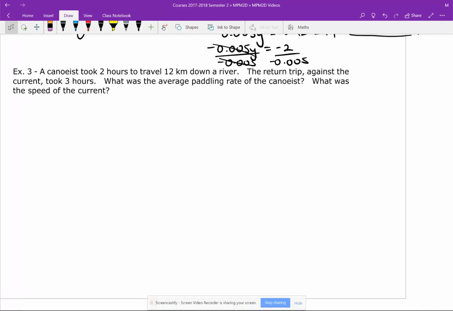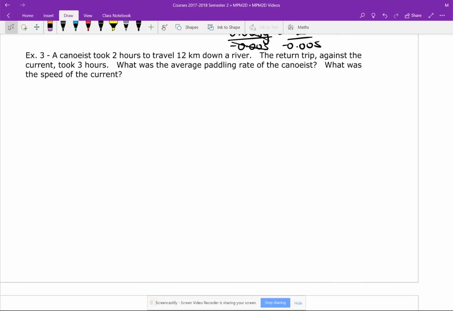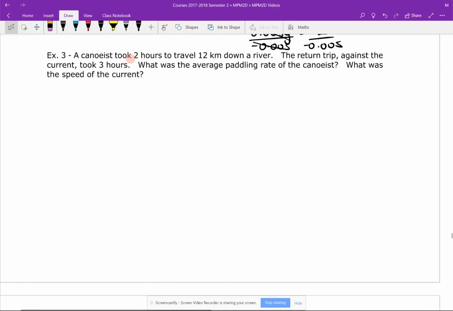Example number 3. A canoeist took 2 hours to travel 12 kilometers down a river. The return trip against the current took 3 hours. What was the average paddling rate of the canoeist? What was the speed of the current? Okay, a little bit more like a physics problem. So let's try and draw a little scenario.